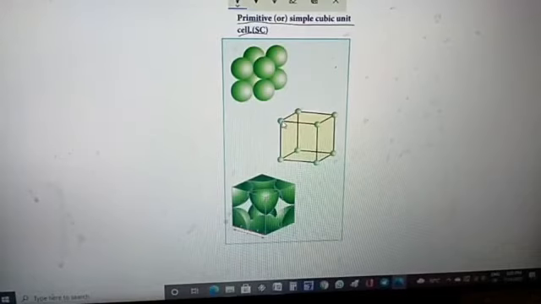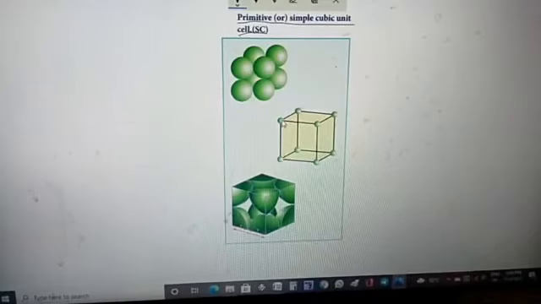Either it may be an atom, a molecule or an ion, the amount of constituent particle that belongs to a particular unit cell is only 1 by 8, not the total atom. 1 by 8 of the atom belongs to that particular unit cell.